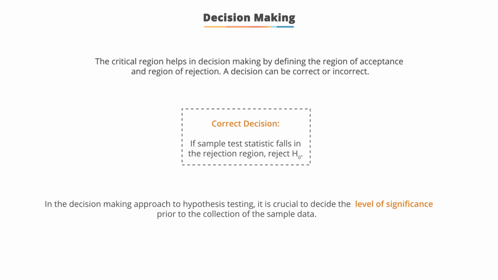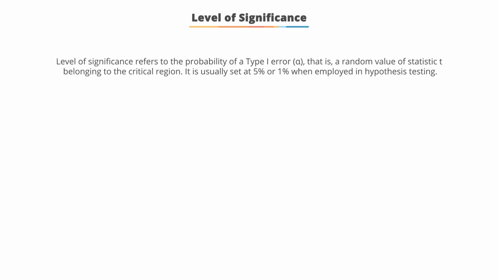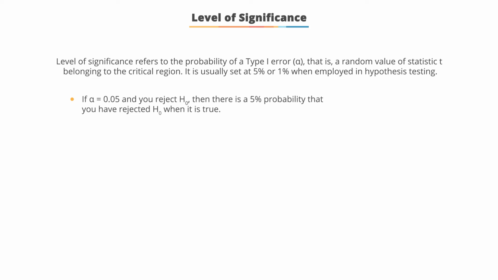And that's that alpha number I was telling you about. Generally, you'll see that set as 0.1, 0.05, or 0.01. This level of significance refers to the probability of a type 1 error, alpha. So if we're trying to reduce false positives, we may want to set a lower critical region, like 1% instead of 5%, as in 0.01 versus 0.05. For example, if alpha is set to 0.05 and you reject the null, then there's a 5% probability that you've rejected the null when it's true. So essentially rejecting due to chance instead of statistical significance.